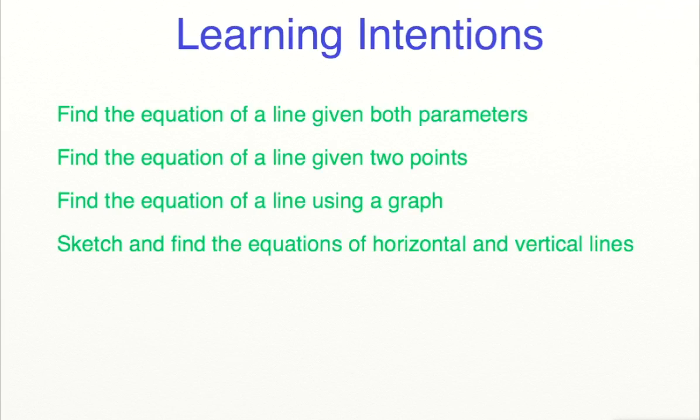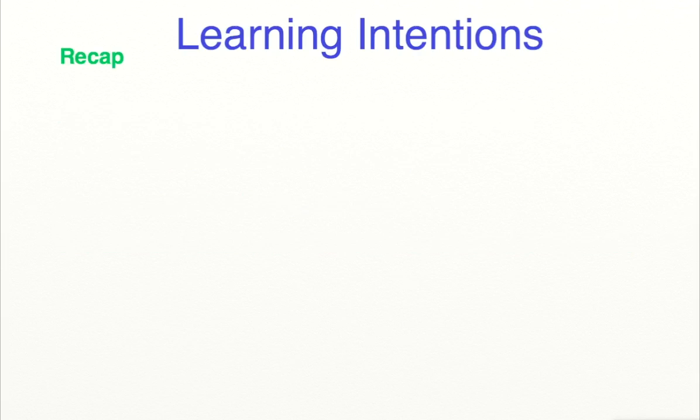So what we want to be able to do by the end of this exercise is find the equation of a line given both parameters, so as in both the gradient and the y-intercept. We want to be able to find the equation of a line given 2 points, find the equation of a line using a graph, and also to be able to sketch and find equations of horizontal and vertical lines. Hopefully you've done this stuff before, but if not, here is a quick recap on how to do it.